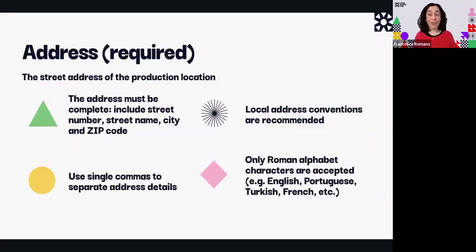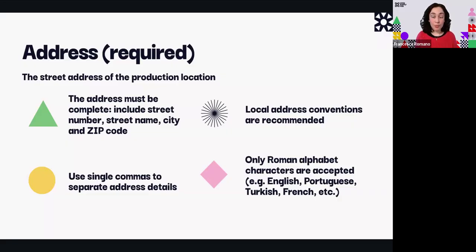Third required data point is the address, and this is the street address of the production location. This field is actually very important. When your list is uploaded to Open Supply Hub, we have an algorithm that will compare each facility in your list to all the facilities that we already have in the database. Facilities that have incomplete addresses are more difficult to match and can generate duplicates, for example.